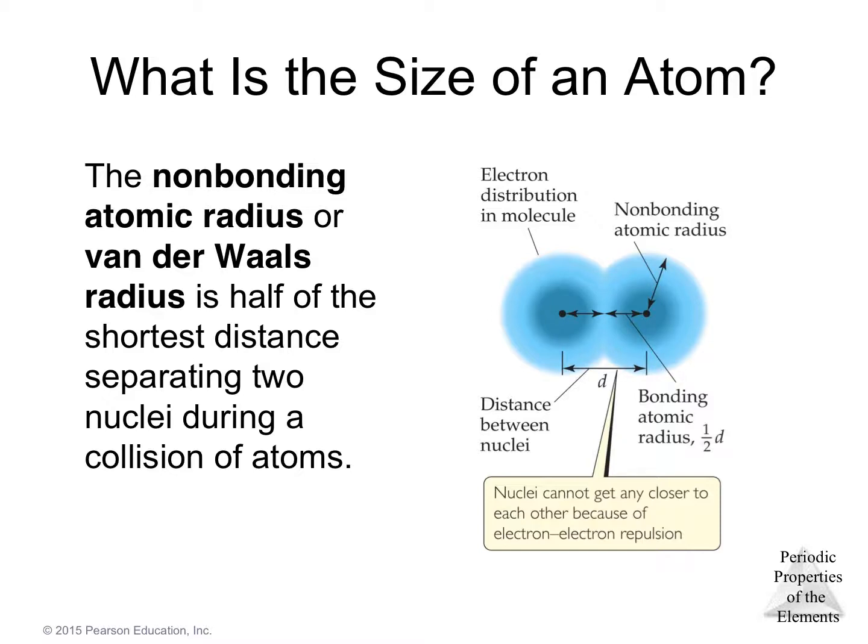One method is called the non-bonding atomic radius. That happens during the collision of atoms. So when two atoms bump into each other, you look at that time period where they're the shortest distance apart. You can measure the distance between the two nuclei. Half of that is the radius of one atom.